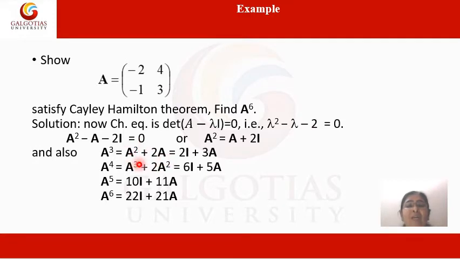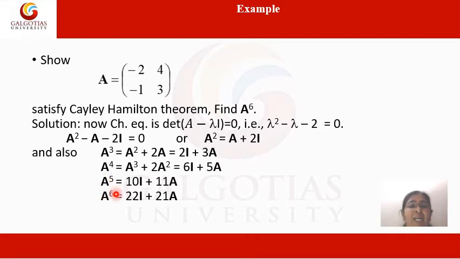Now the value of A^2 is A + 2I. Substitute this value over here and solve it. On solving it, you will get 3A + 2I. Now again I will find A^4. A^4 is A^3 multiplied by A, which is equal to 3A^2 + 2A. Now substituting the value of A^2 and solving, I will get 6I + 5A.